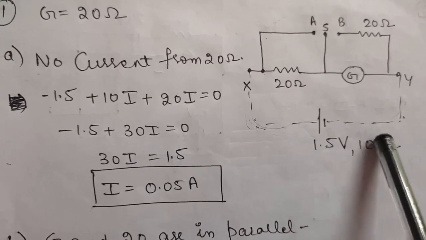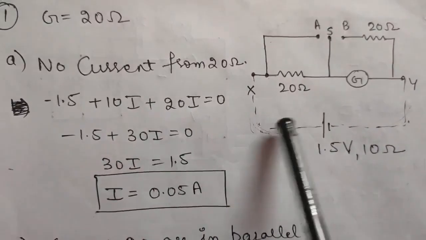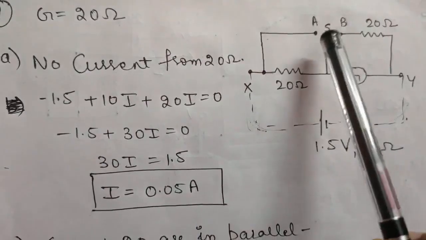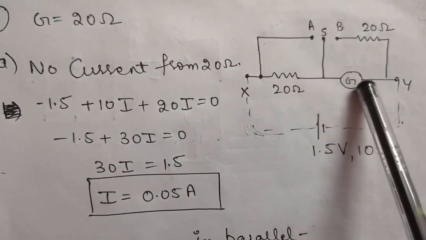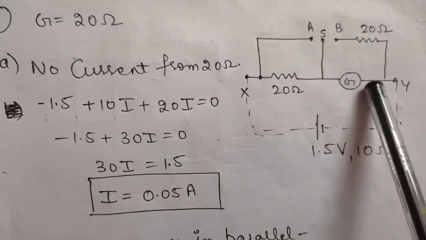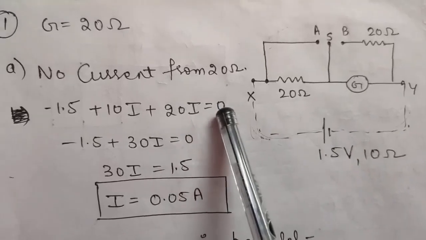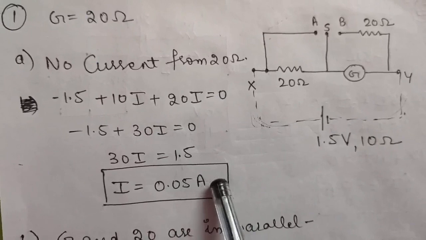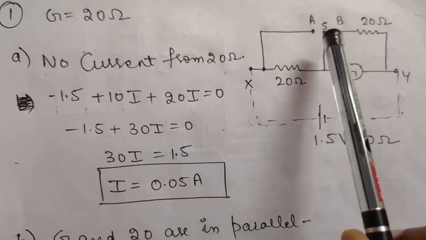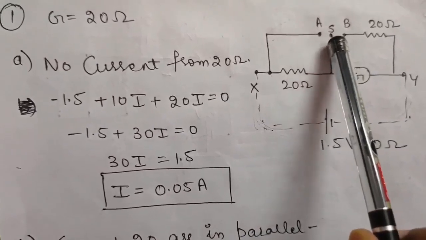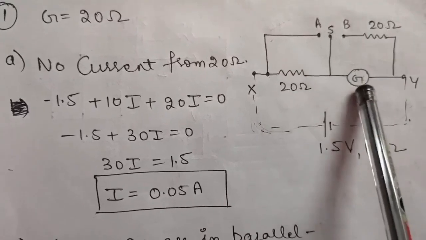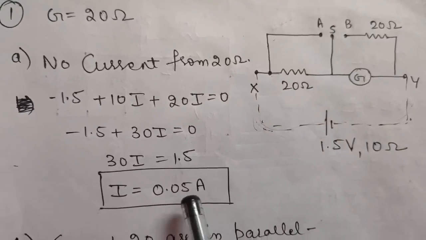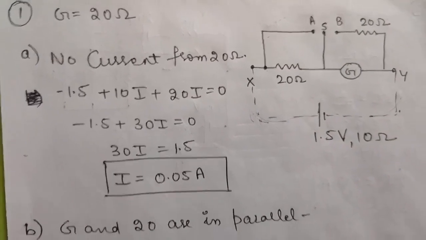Minus 1.5 plus 10I, we will go like this. This is single wire, and then G is given to be 20 ohms, that is plus 20I is equals to 0. From here you can calculate the current I, that will come to be 0.05 amperes. So when switch S is connected to A, the current flowing in the galvanometer will be 0.05 amperes.